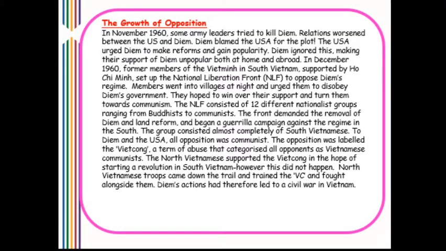In December 1960, former members of the Viet Minh in South Vietnam, supported by Ho Chi Minh, set up something called the National Liberation Front, the NLF, to oppose Diem's regime. Members went into villages at night and urged them to disobey Diem's government. They hoped to win over their support and turn them towards communism. The NLF consisted of 12 different nationalist groups ranging from Buddhists to communists. The front demanded the removal of Diem and land reform, and began a guerrilla campaign against the regime in the south. The group consisted almost completely of South Vietnamese.